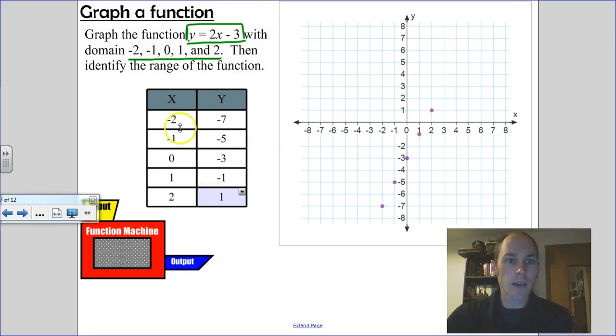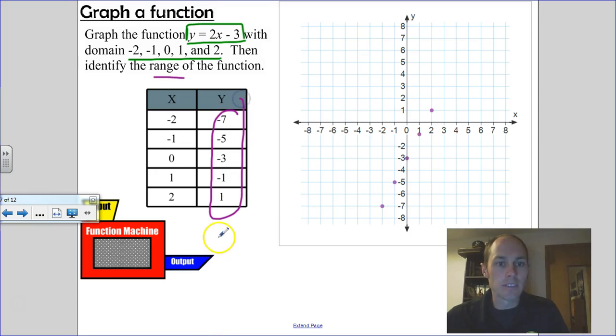So once we get those points plotted, we've got our set of ordered pairs. So (-2, -7). And we can plot those points, and there's our graph. Those are all 5 points that fit the equation with the given domain. The range of these points, as you can see, we know the range of the y-coordinates. The range would be these values. So we could say the range is -7, -5, -3, -1, and 1.